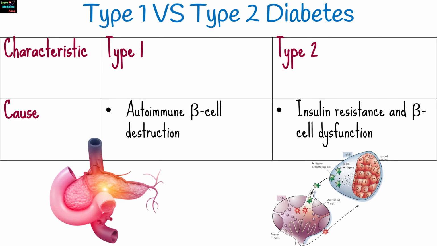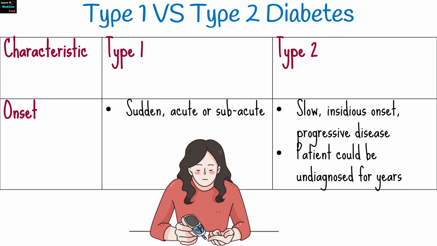In this video, we'll have a look at the key differences between type 1 and type 2 diabetes. Type 1 diabetes is mostly due to autoimmune beta cell destruction, while type 2 diabetes is mainly due to insulin resistance and beta cell dysfunction. The onset of type 1 diabetes is sudden, acute, or subacute, while type 2 is a slow, insidious onset, progressive disease. Patient could be undiagnosed for years.